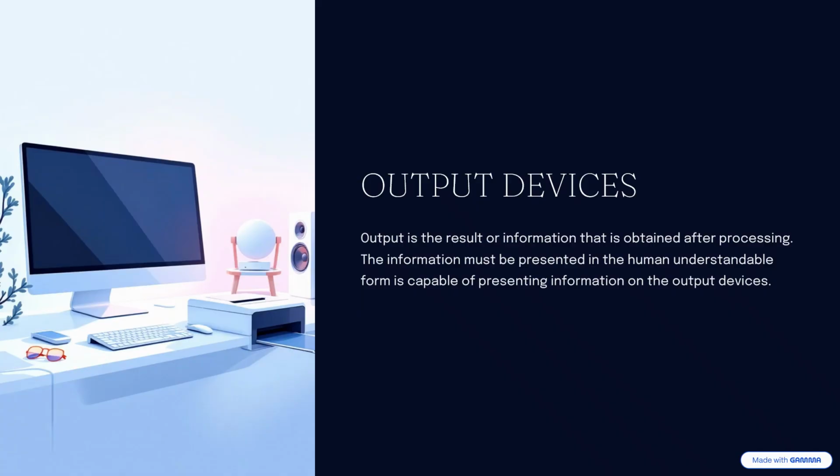The concept is output devices. An output device presents the result of the information obtained after processing. Information must be presented in a human understandable form. The computer is capable of presenting the information on output devices like the monitor, printer, plotters, etc.